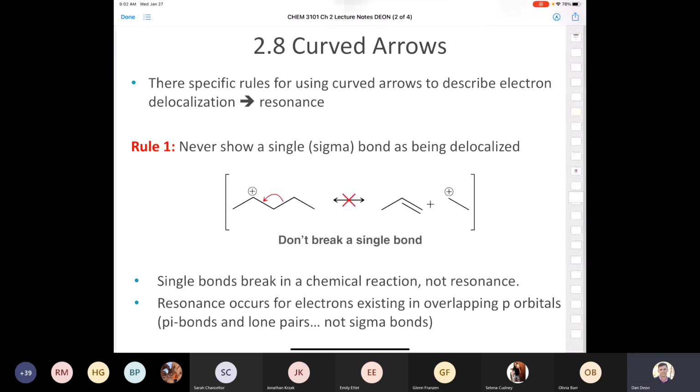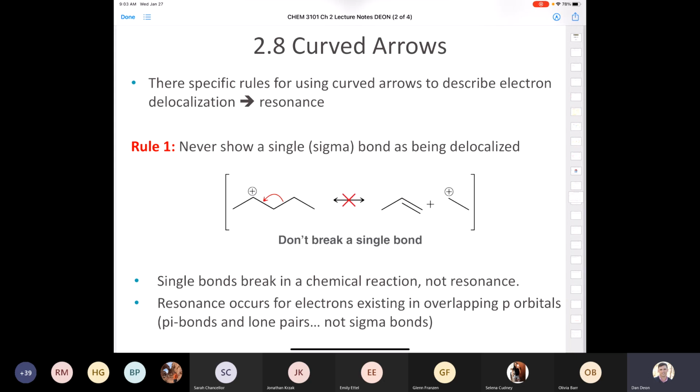There are specific rules for using curved arrows to describe electron delocalization. Now, this is kind of my introduction for you guys to the book's author. So the author of our textbook is Dr. David Klein. He's a really great teacher. In my opinion, he's a great author. I think he's written a great book and an amazing solutions manual.